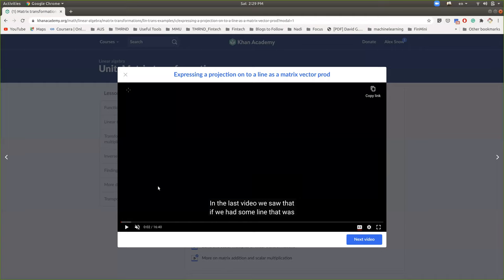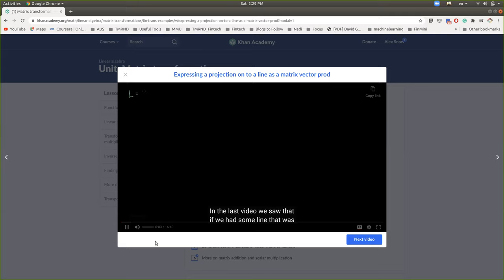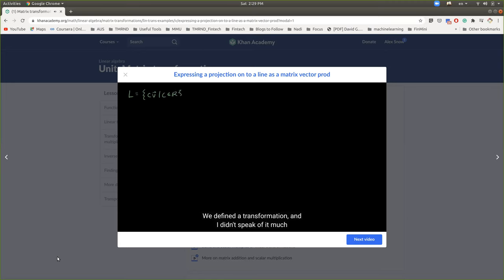That was defined as all of the scalar multiples of some vector, or I'll just write it like this, where the scalar multiples obviously are any real number. Then we defined a transformation. I didn't speak of it much in terms of transformations, but it was a transformation. We defined a projection onto that line L as a transformation. In the video, we drew it as transformations within R2, but it could be in general a transformation from Rn to Rn.